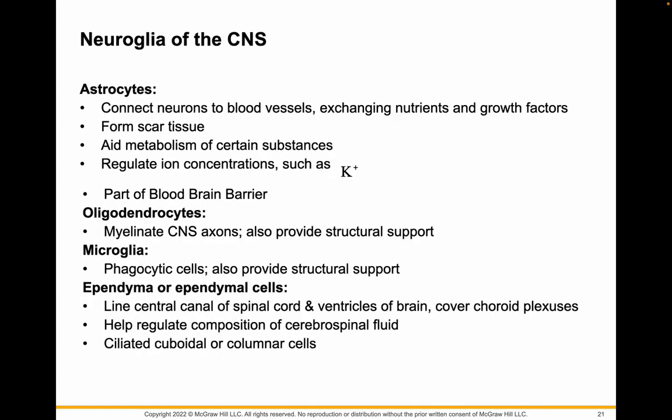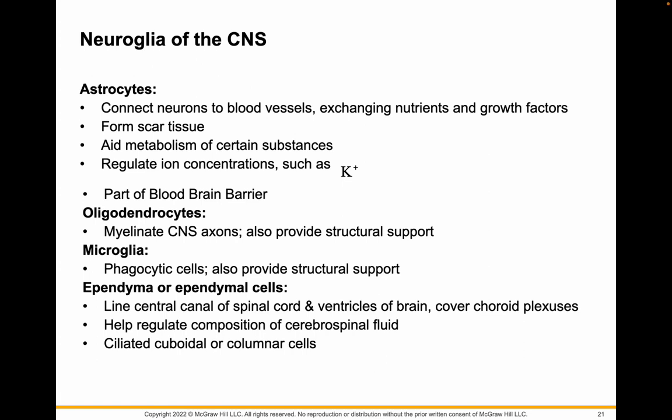There are astrocytes. Astro means star, so they kind of look like a star. They connect neurons to blood vessels and help exchange nutrients and growth factors. They can form scar tissue. They regulate ion concentration, and they are part of the blood-brain barrier. I think I've mentioned that before, where the brain is very particular on what can pass through.